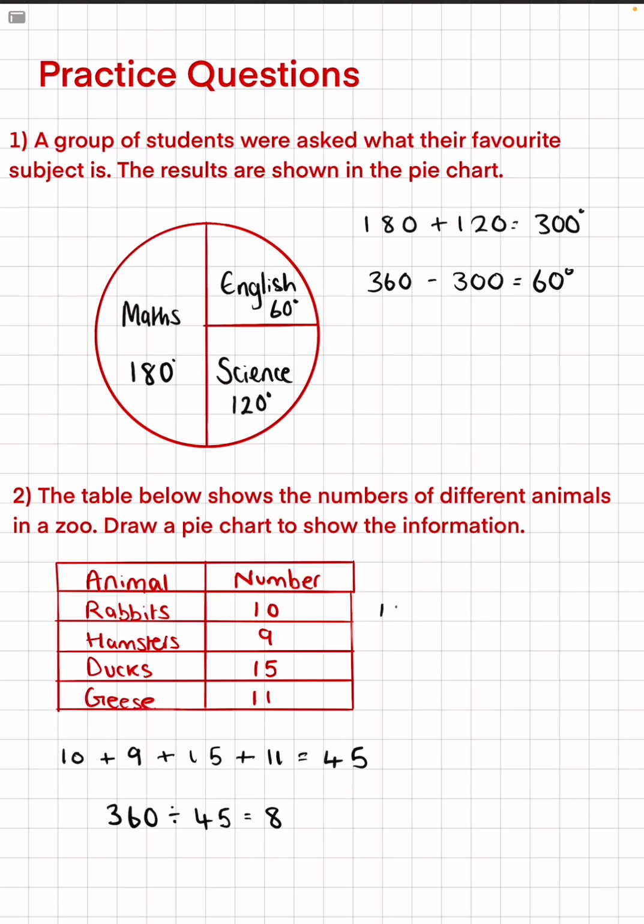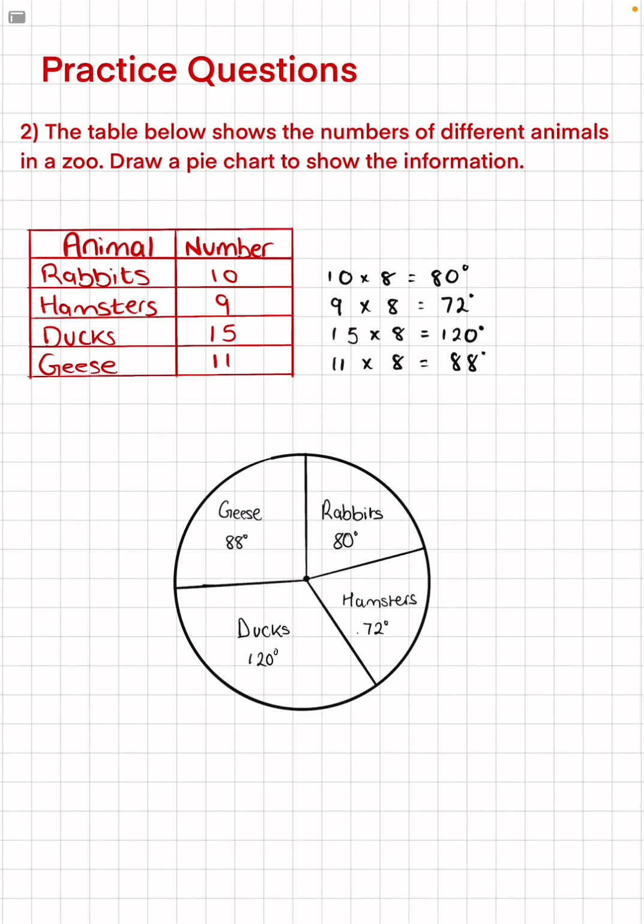So 10 times 8 equals 80 degrees. 9 times 8 equals 72 degrees. 15 times 8 equals 120 degrees. And 11 times 8 equals 88 degrees. Now that we've got the angles, we can use these angles to draw a pie chart. Here is the pie chart.